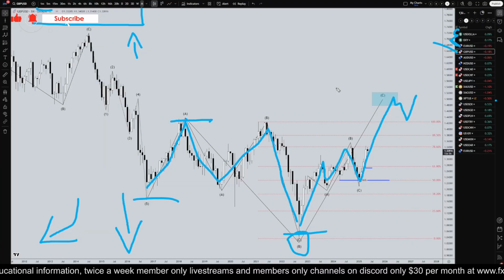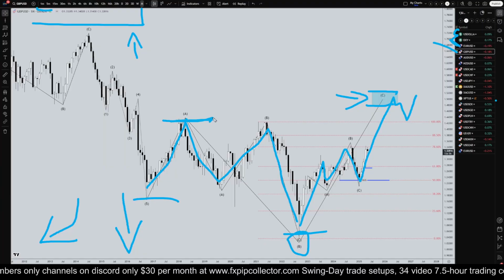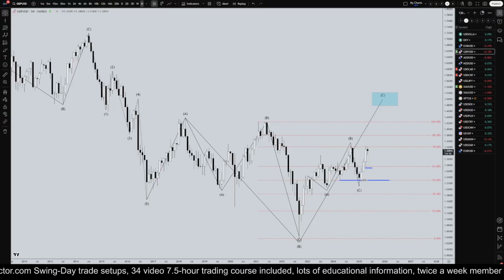The most likely target for an expanding ABC is the 161, 178, which puts us all the way up into this blue box right here, which is the 171, 168% Fibonacci extension of wave A, projected off the bottom of wave B, which potentially puts us all the way up to someplace around the 1.5 area. So I'm definitely going to probably be very, very bullish on the pound dollar for probably all year and probably a good chunk of next year.